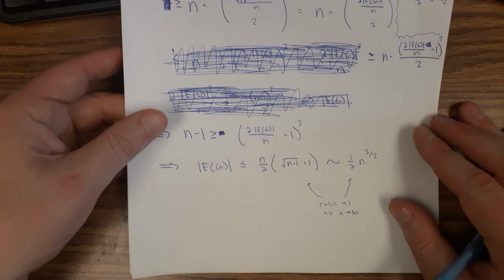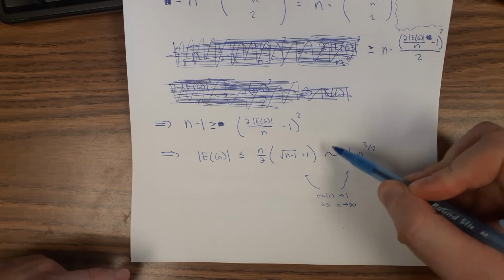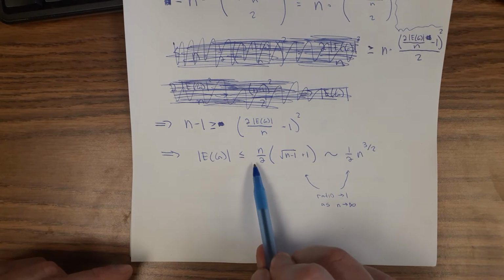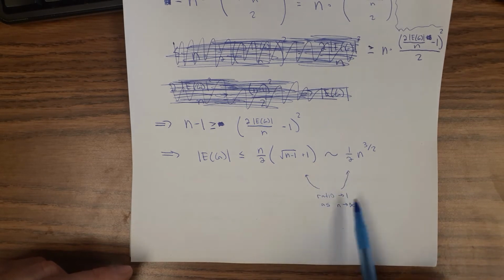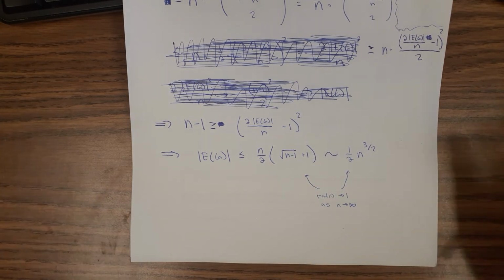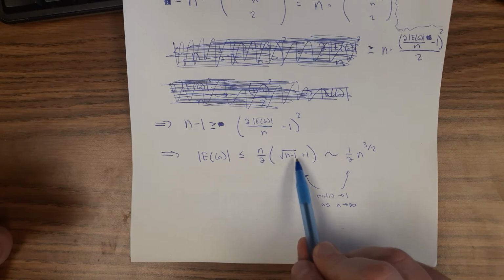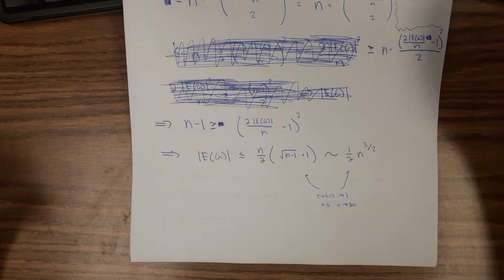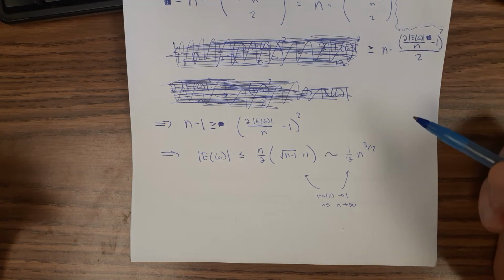Now, a little bit more formally, when I write this tilde, this is used to indicate that as n goes to infinity, the ratio of this over this goes to 1. And that's something you can show using calculus, using L'Hopital's rule and that type of stuff. If you do the limit of this divided by this, you will get 1. So that's what this symbol means.